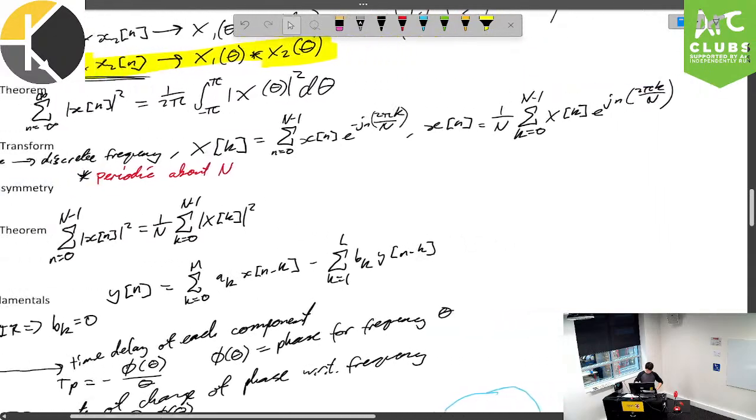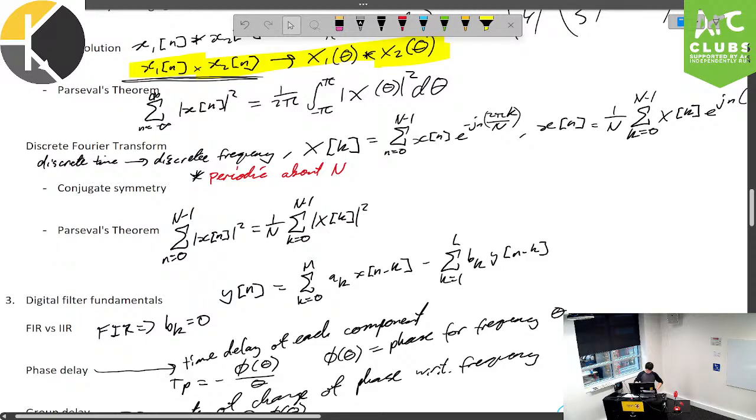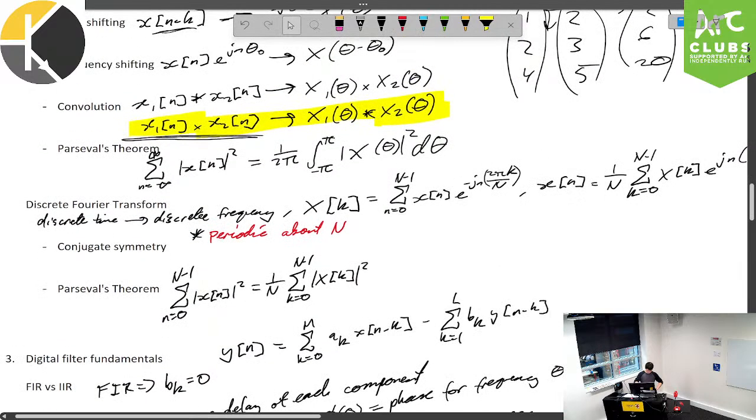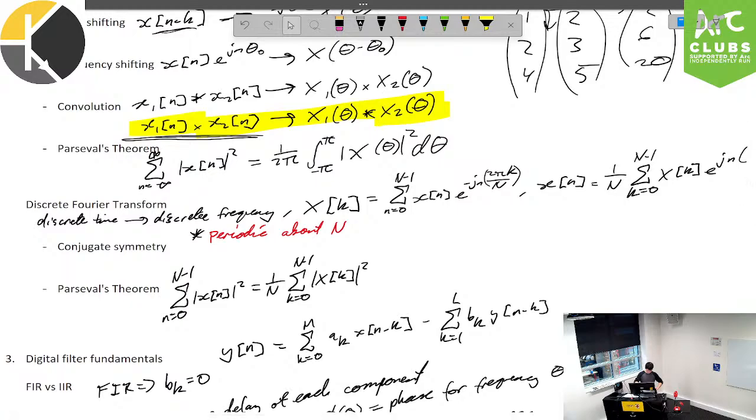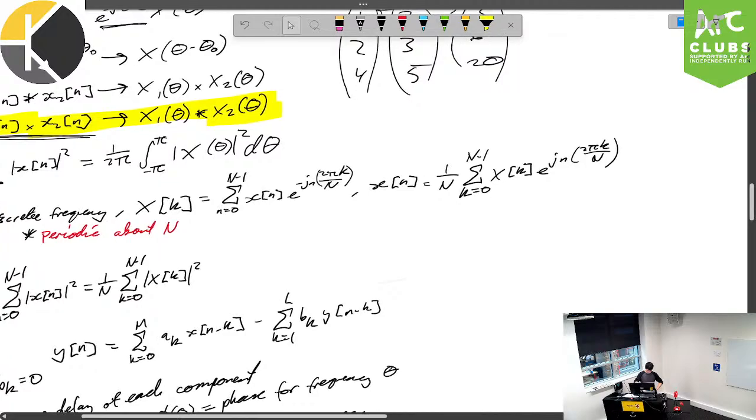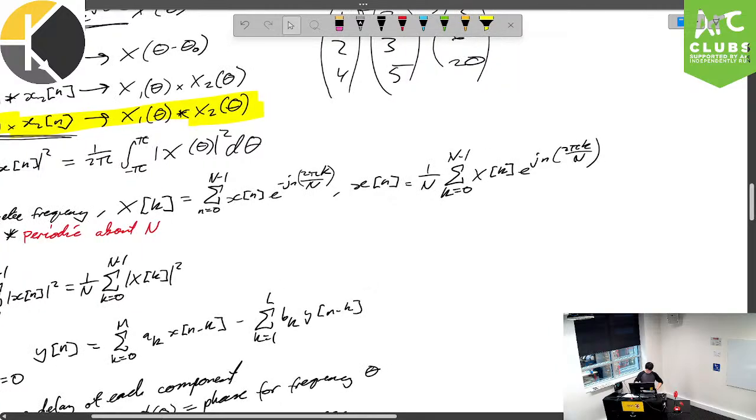Next up, discrete Fourier transform. For this, we have to think mostly about the fact that we're moving into a discrete frequency domain, okay? And so the resolution of our frequencies now is purely dependent on the resolution within the time domain. In other words, the number of samples we have.